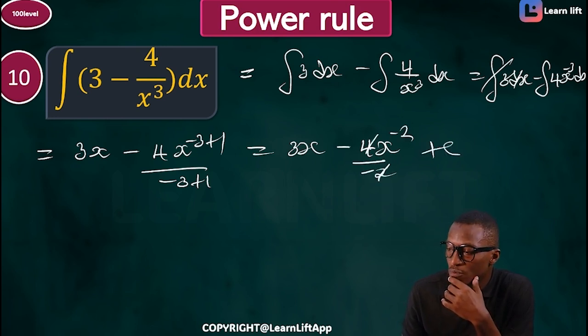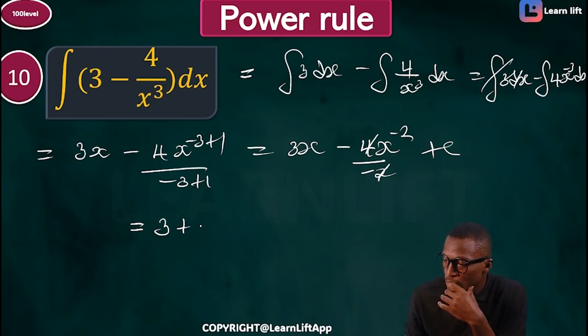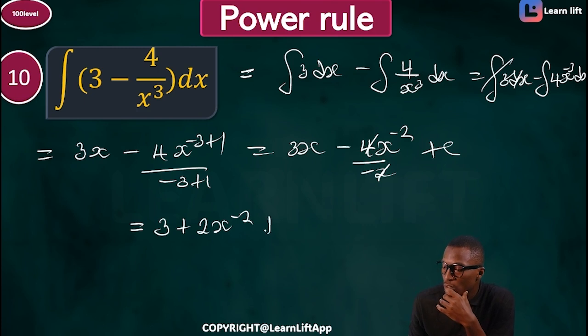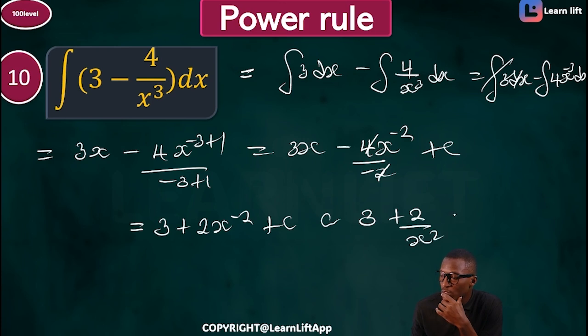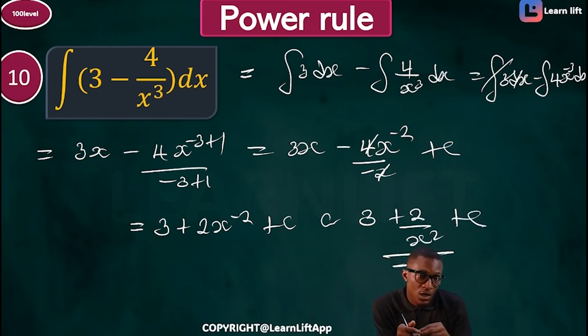This minus 2 can reduce this 4, right? And minus and minus become plus. That becomes 3x plus 2x raised to power minus 2 plus c. Or you say 3x plus 2 all over x squared plus c. Are you seeing that? Please ensure you cross-check my work. Hope I didn't make a mistake in numbers.